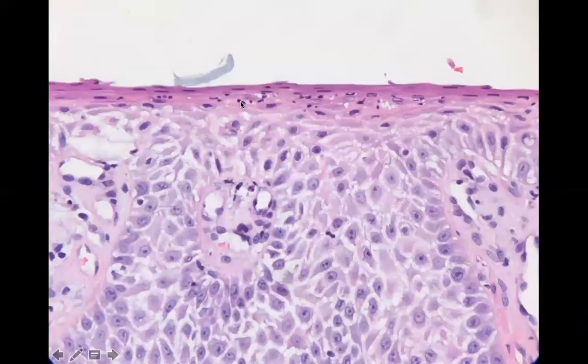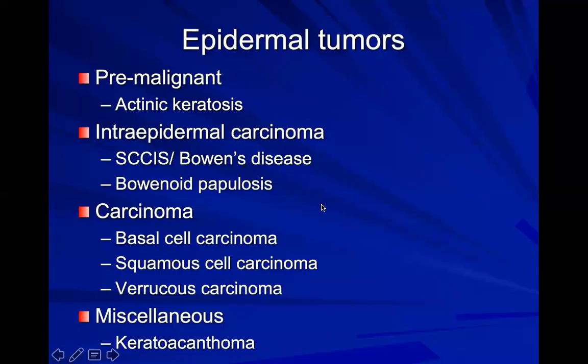Up close, here are your little neutrophils. You see your little multi-lobed cells, dilated vessels in your papillary dermis. Okay, so those are our benign entities. Let's move on to tumors.